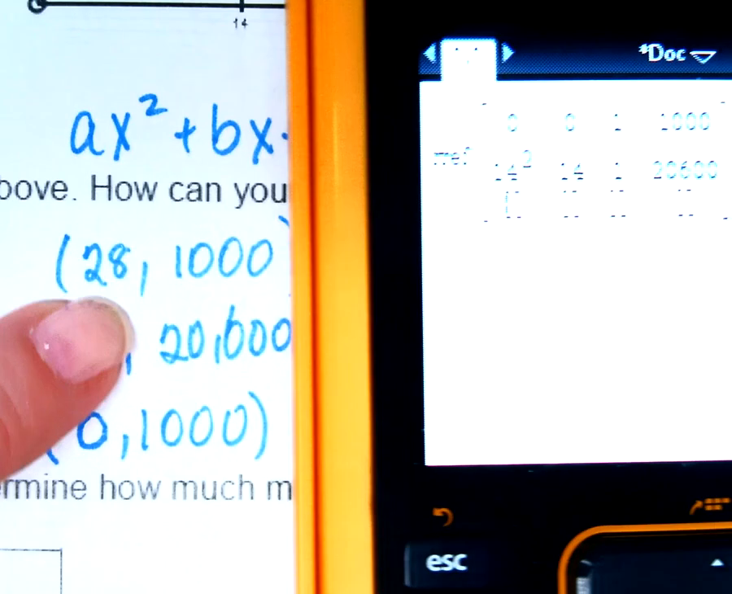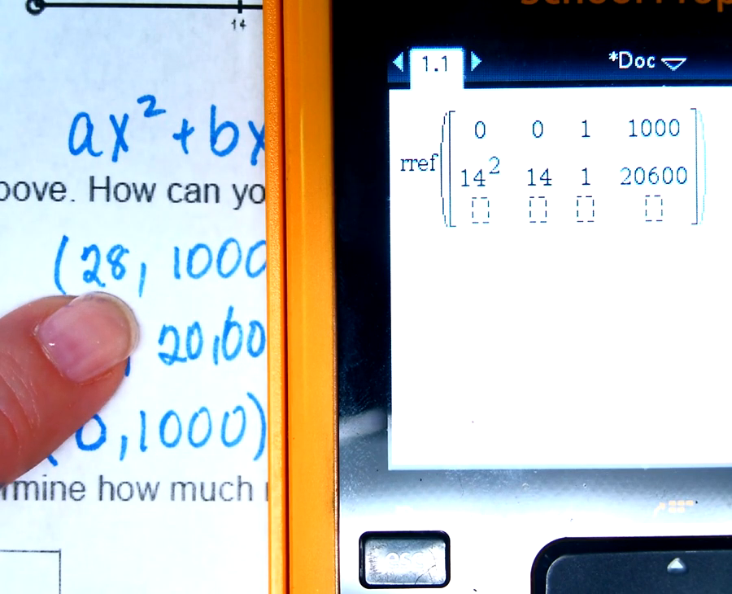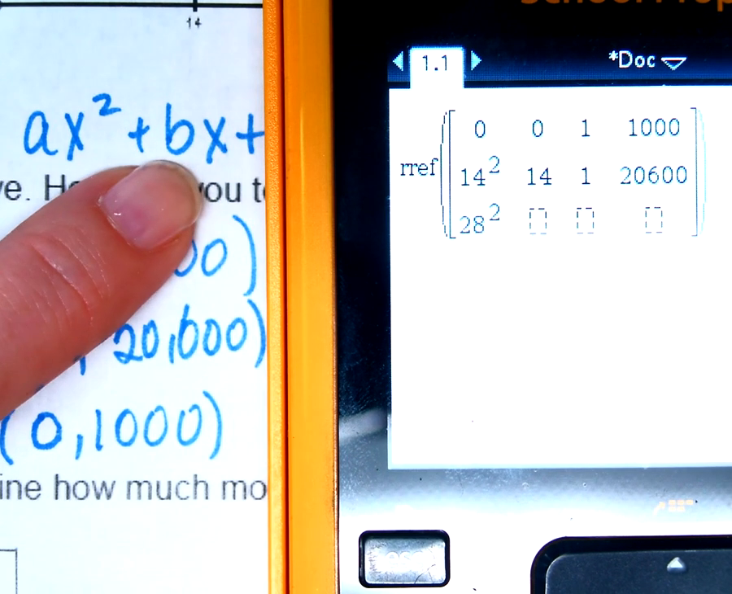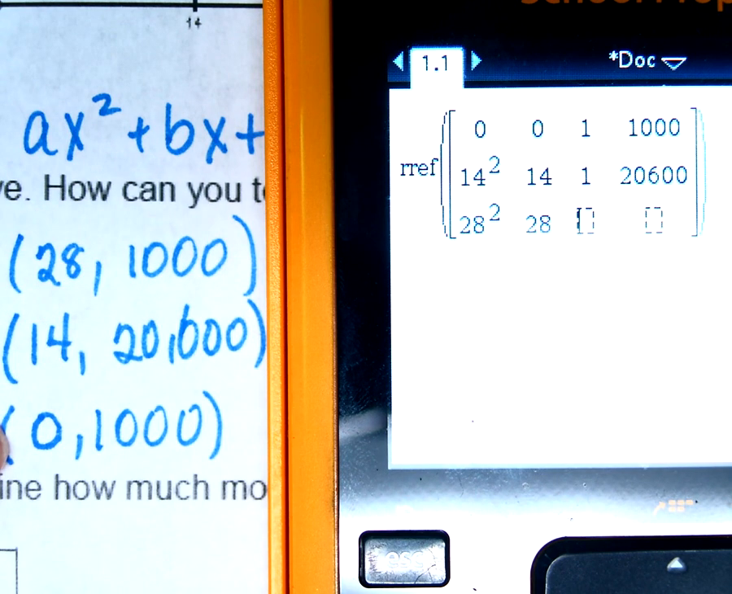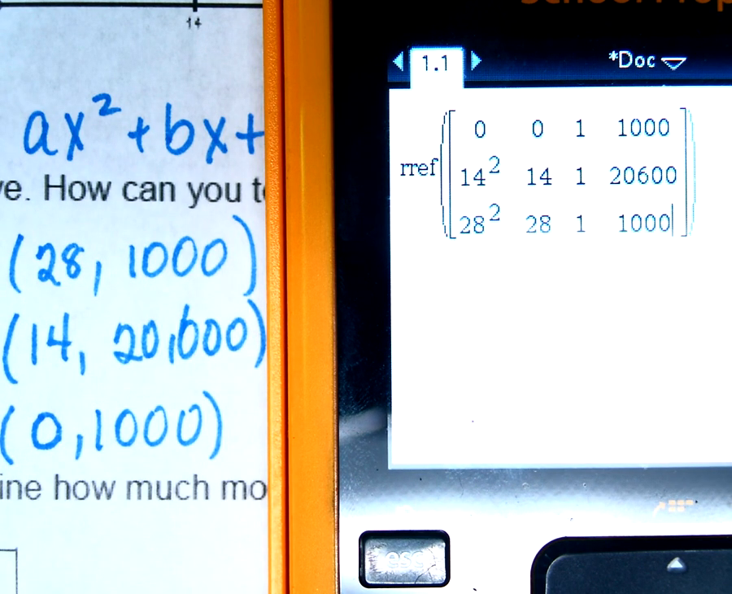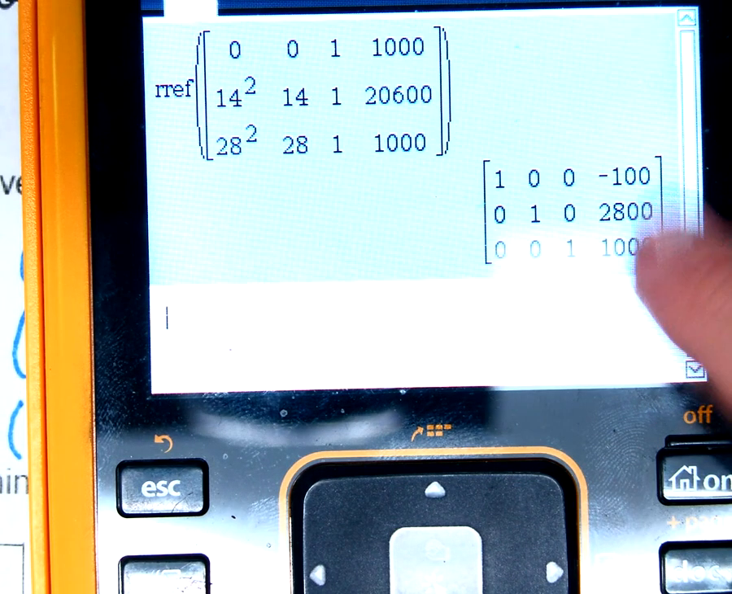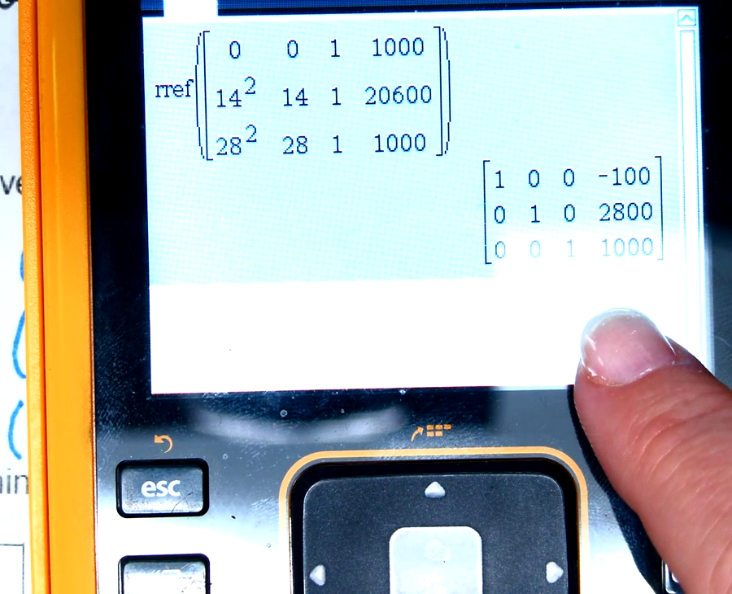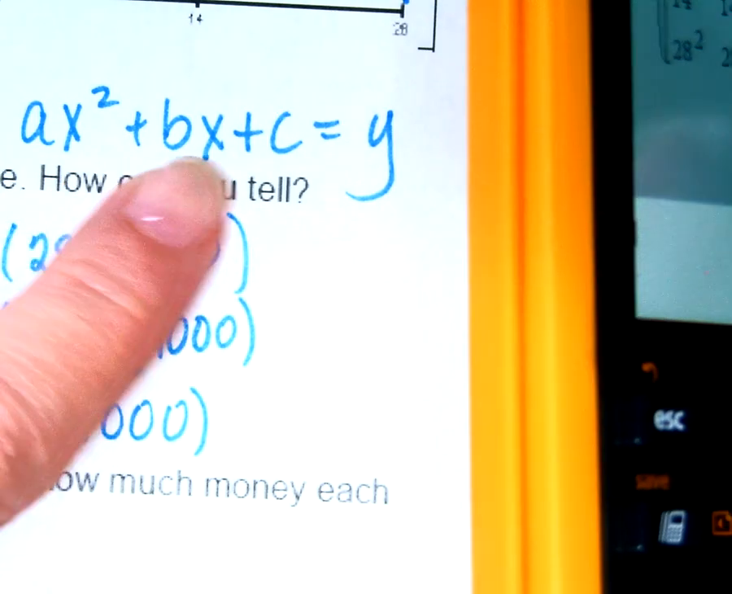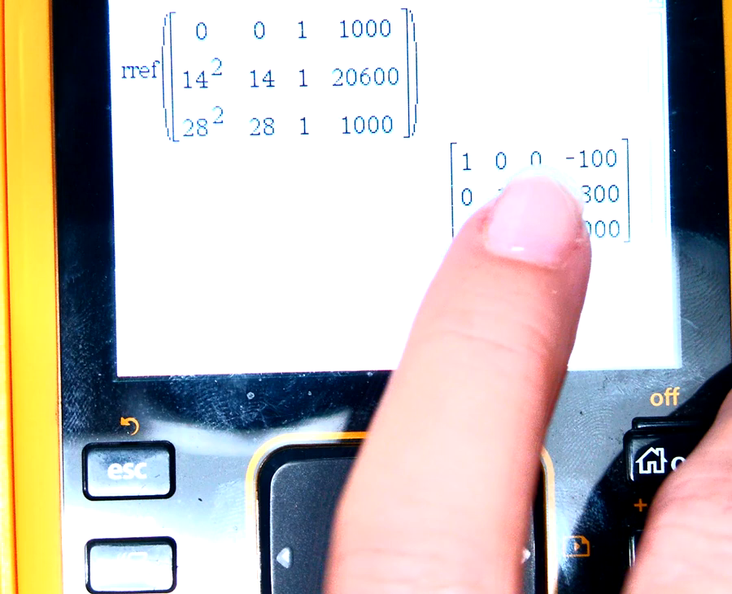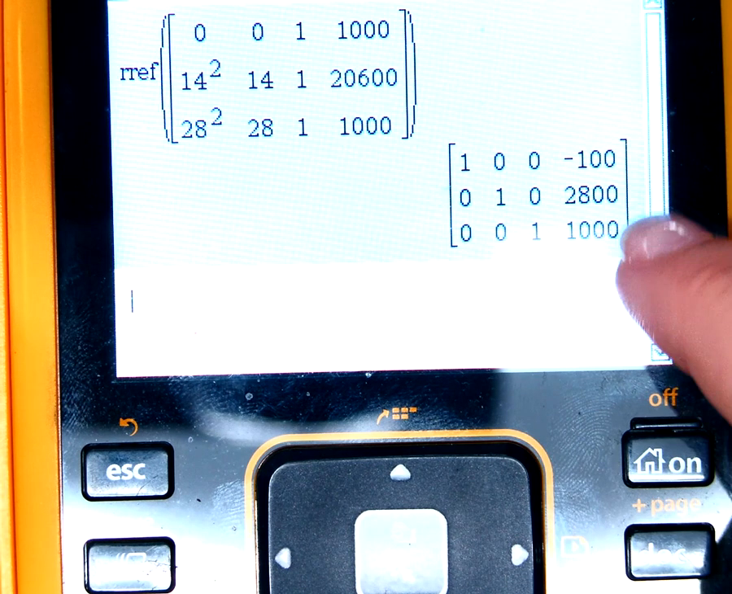My last point, what do I do first? 28 squared, I squared the x value. What do I do next? Just enter the x value. What do I do next? 1, and what do I do last? 1,000. So what does this tell me? What did I just solve for? If I entered the x's, what did I just solve for? A, B, and C.